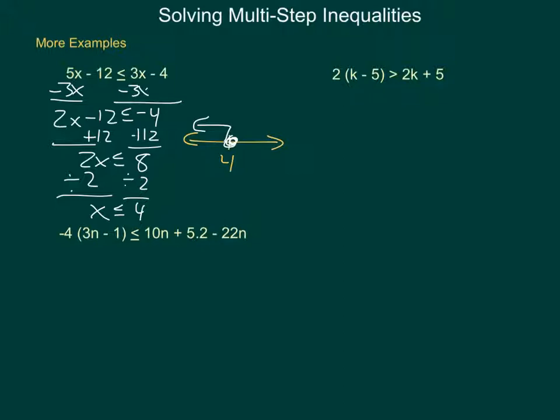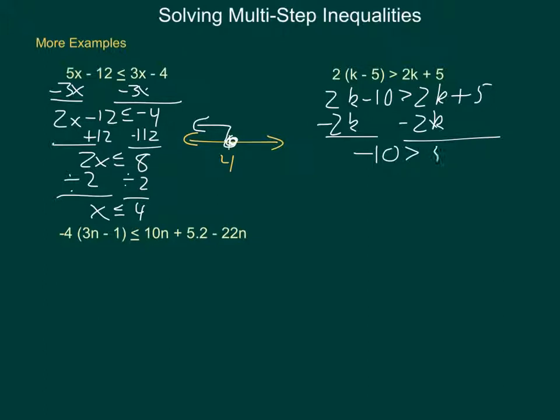Next inequality. I need to distribute. So again, we're seeing all the same properties. Once I distribute this 2 across the k minus 5, I will come out with 2k minus 10 has to be greater than 2k plus 5. Consolidating my variables to one side, I'm going to subtract 2k, leaving me with negative 10 is greater than 5.